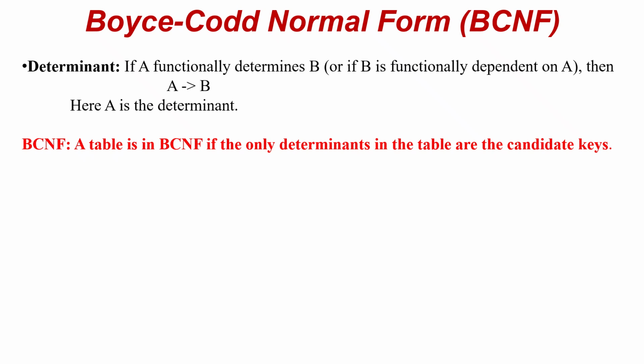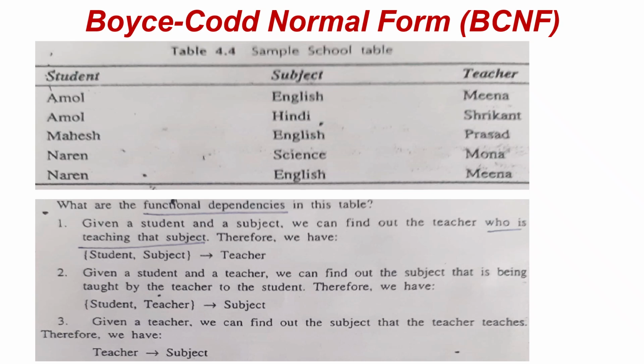For the Boyce-Codd normal form, first of all we should know which one is the determinant. If A functionally determines B, or if B is functionally dependent on A, then A gives B. Here A is the determinant. A table is in BCNF if and only if the only determinants in the table are the candidate keys. So the meaning is the determinant should be a candidate key.